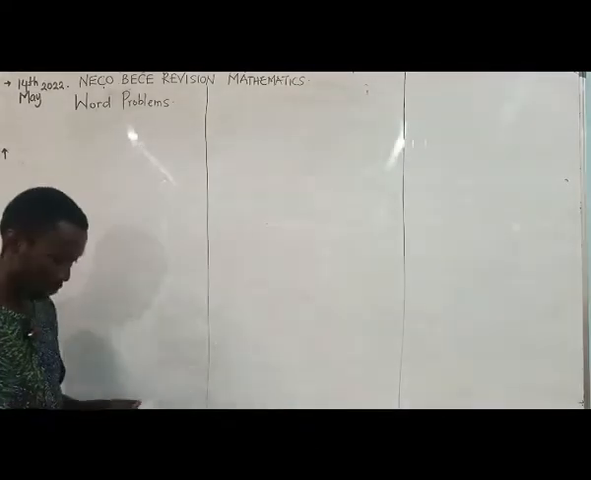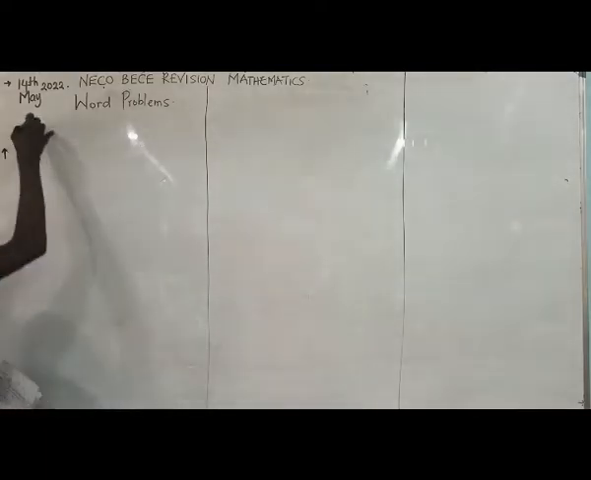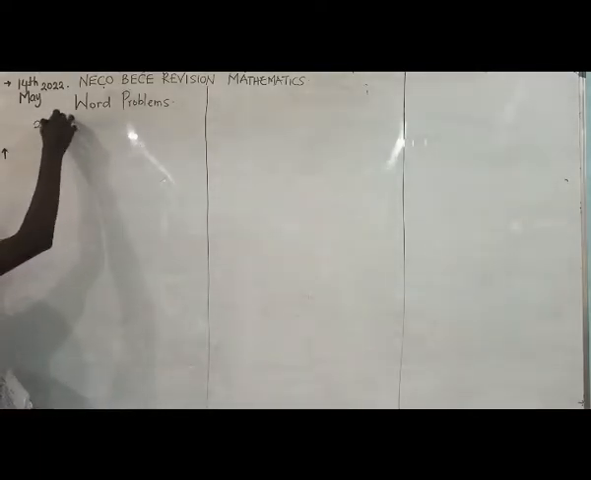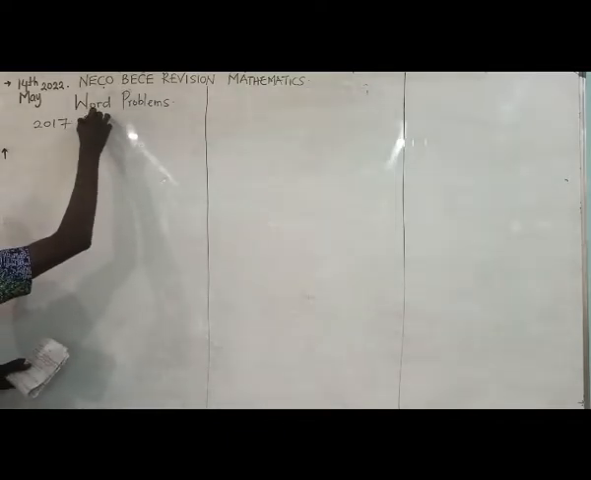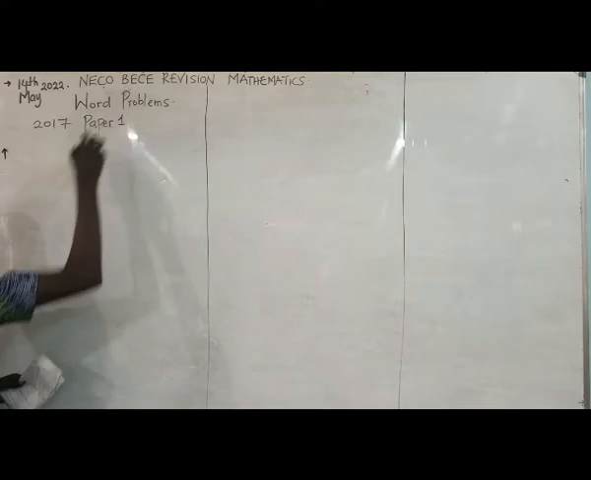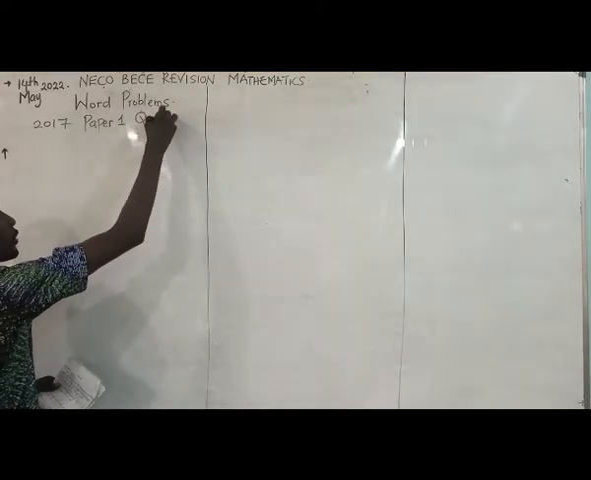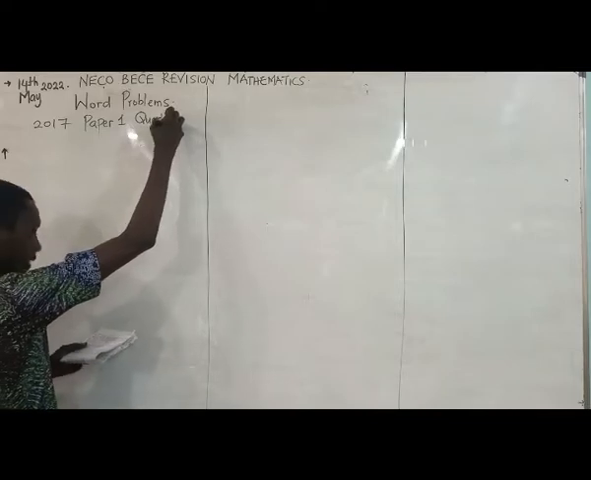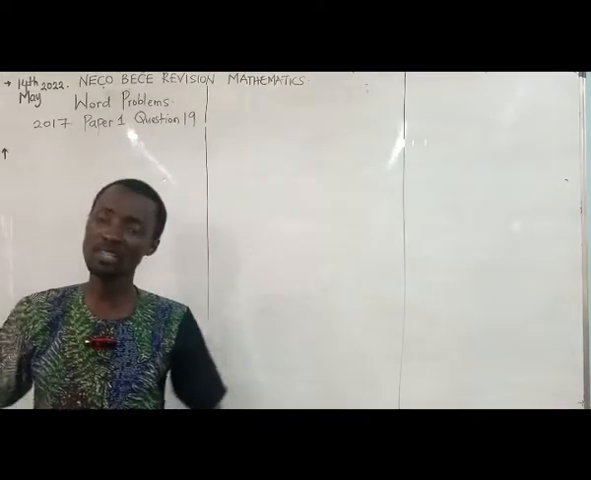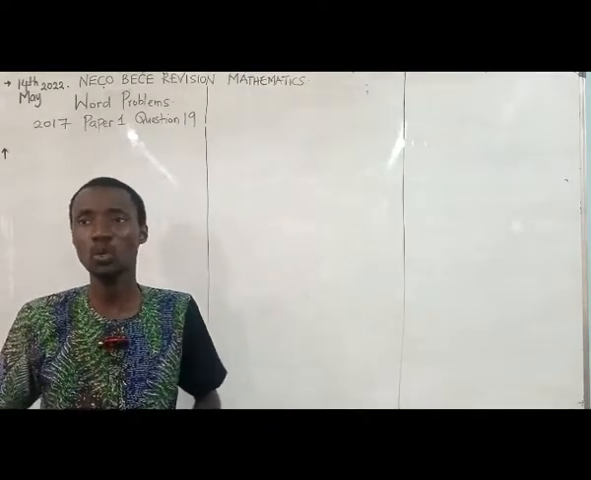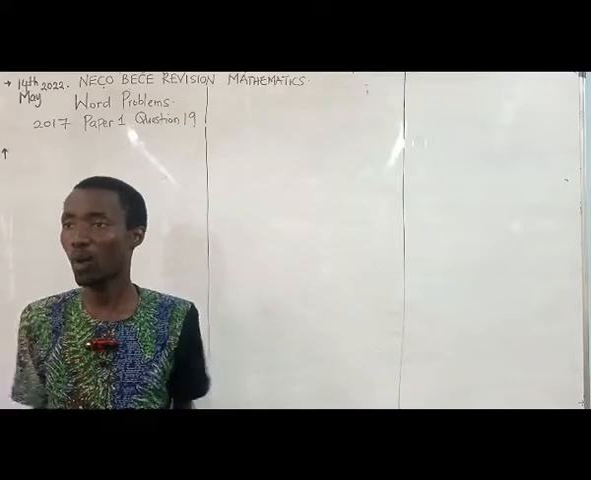Having said that, we'll go to our question paper right away. I will start with 2017, paper 1. And then we'll look at question number 19. Now, because it's an OBJ exam, there are certain things that will not be required of you.